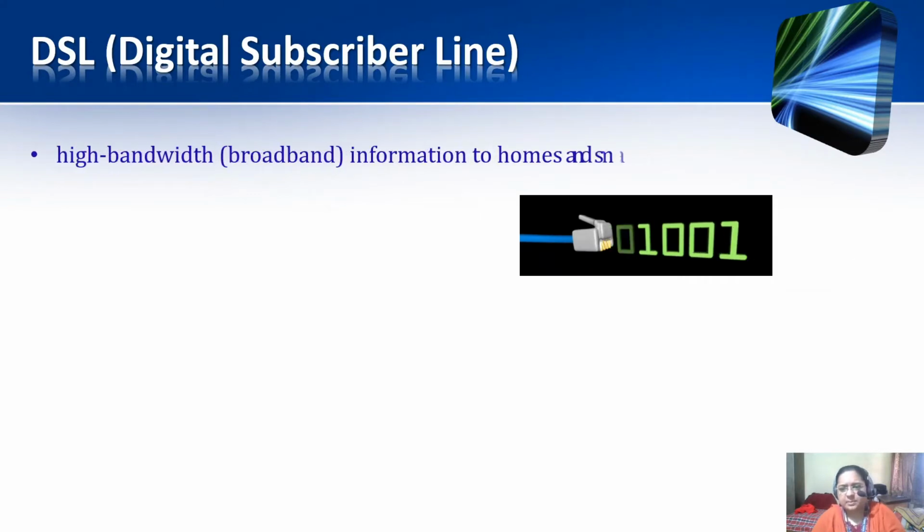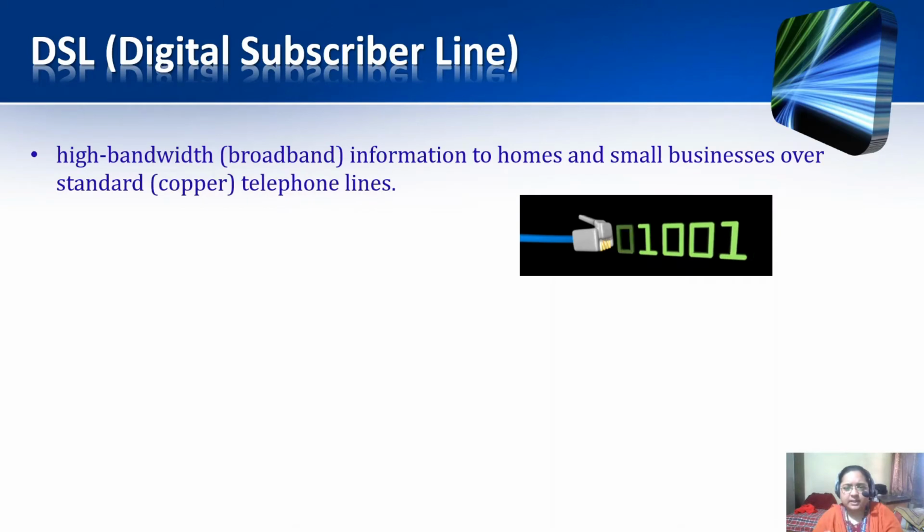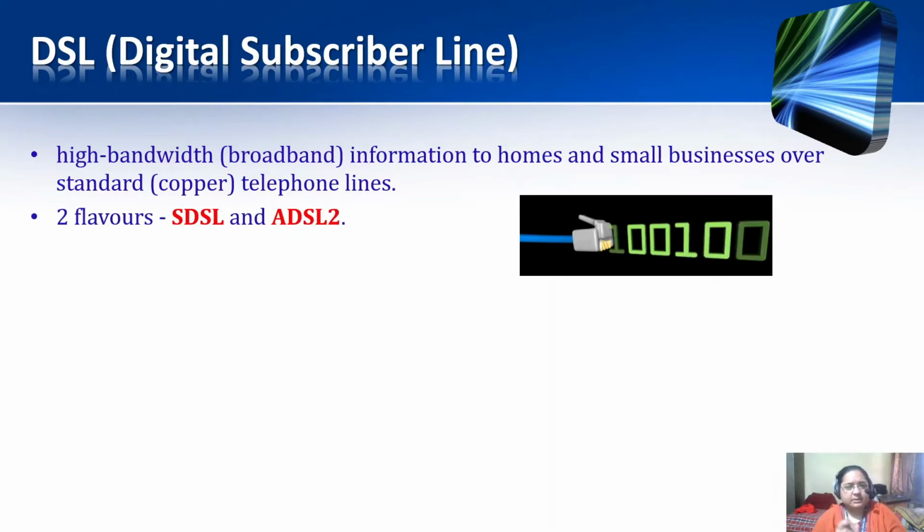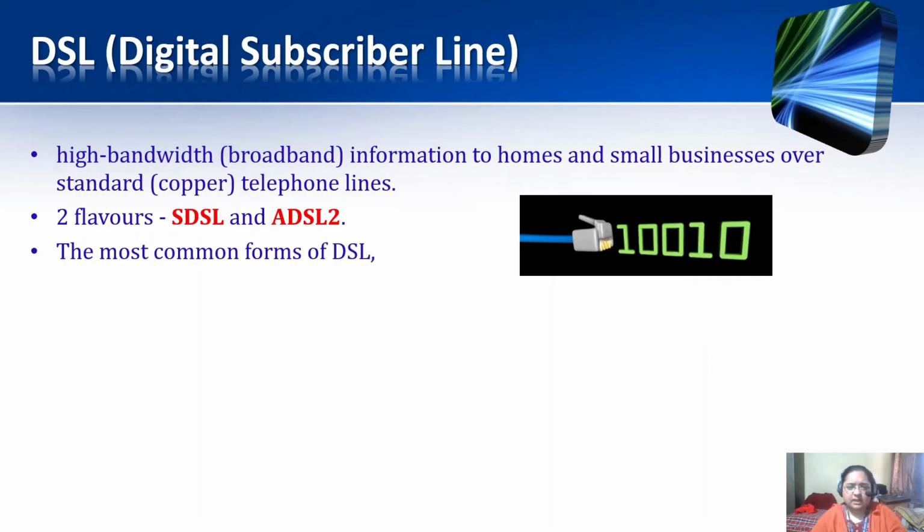So, digital subscriber line. It is a high bandwidth broadband service to homes and small businesses over standard copper telephone lines. Copper telephone lines carry the data in the form of digital pulses, which are modulated using different methods. There are two flavors of DSL, SDSL and ADSL. SDSL is symmetric DSL and ADSL is asymmetric DSL.